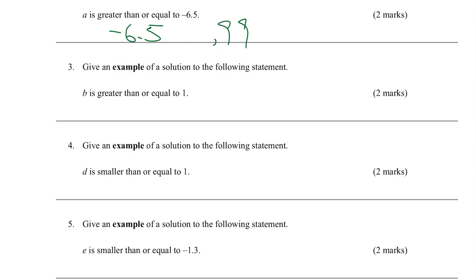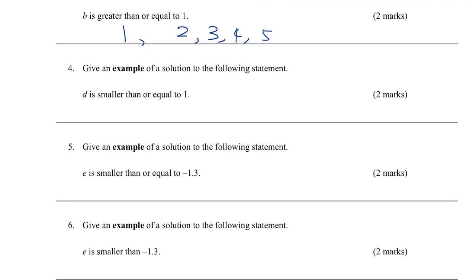B is greater than or equal to 1. Can B be 1? Yes. What other numbers are greater than 1? 2, 3, 4, 5, 6, and so on. So many numbers. But you just have to write one. Your favorite number. Next. D is smaller than or equal to 1.